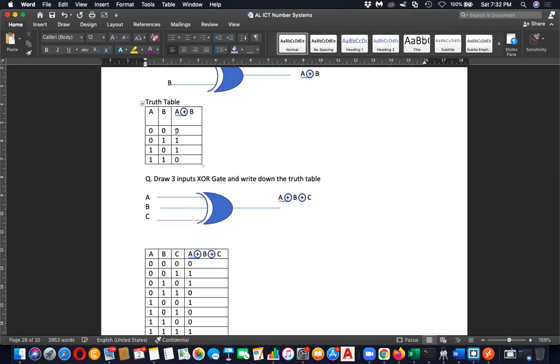If equal it is 0, if not equal it's 1. How many of you used to remember like that? No one. Have you heard of XOR gate before? Yes, sir. How did you used to remember XOR gate?